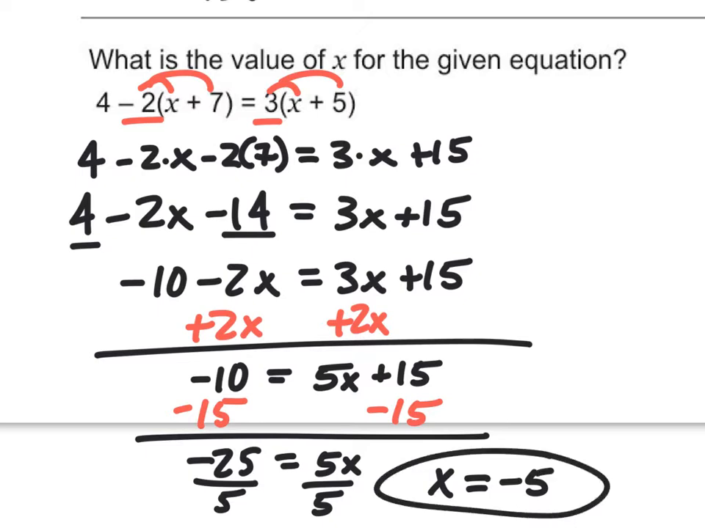Now, this is one that we should hopefully be able to do because it doesn't have any fractions in it. But either way, we've just got these steps. We've got to clear out the distributive property and then just solve any equation like we normally would.